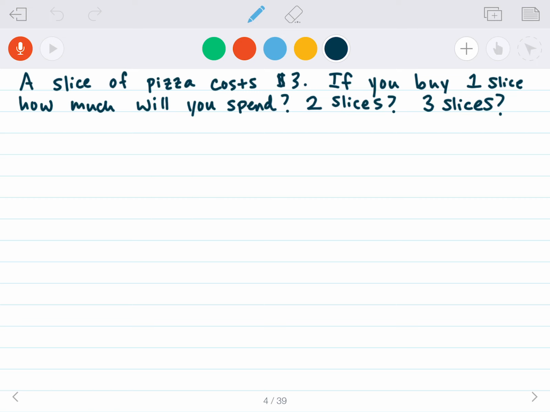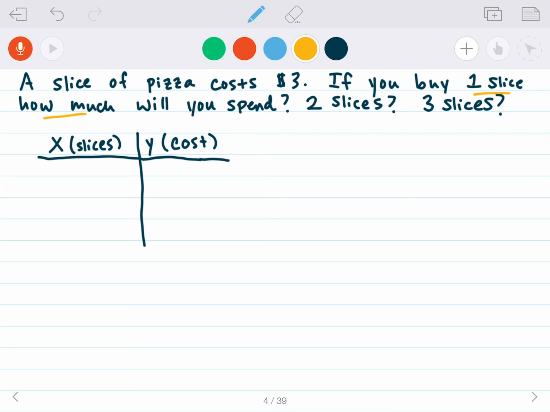So since that's the case, the slices that we are buying is our independent variable because we can choose how many slices to buy. So if I make a table for this scenario, I can say my slices is going to be x. This is my independent variable, what I'm choosing. And let's say that the cost, how much I'm spending, is y. So the cost is my dependent variable. And firstly, it says if you buy one slice, how much will you spend? So that means when x is 1, what's the cost? Well, it's just going to be $3, right? Because one slice is $3, so I'm going to be spending $3.